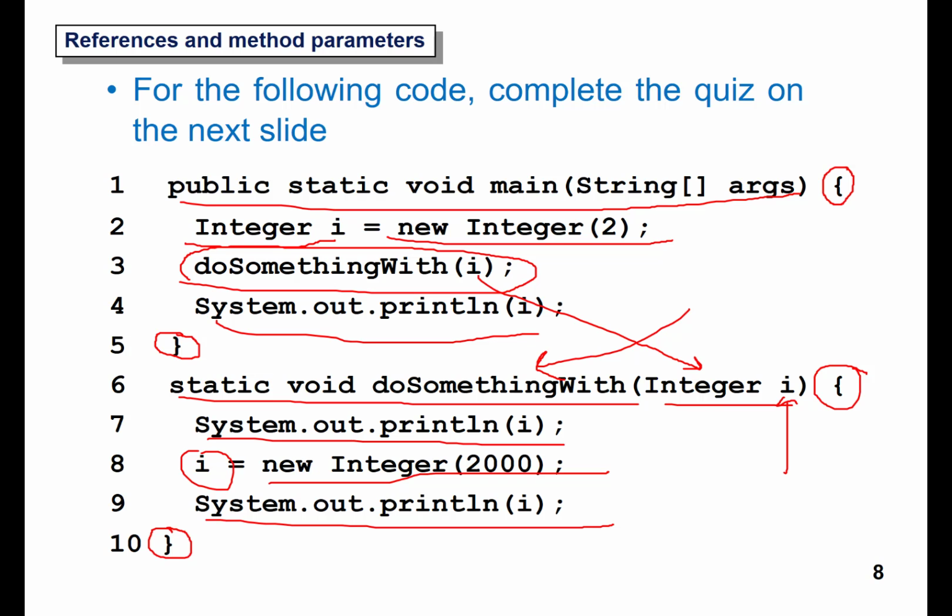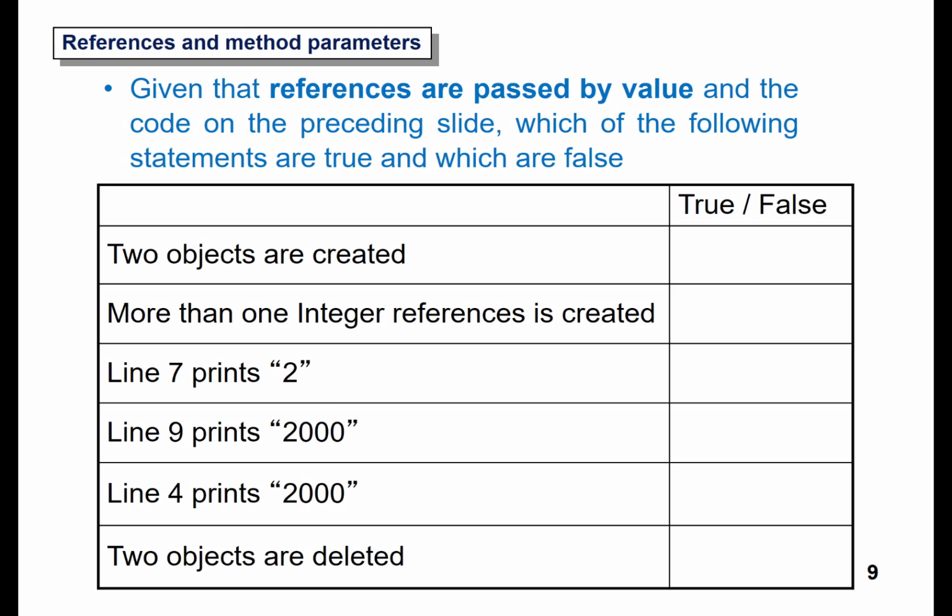So let's have a look at the questions. Which of the following statements are true and which are false? Two objects are created. More than one integer reference is created. Line 7 prints 2. Line 9 prints 2000. Line 4 prints 2000. Two objects are deleted. So have a look at your slides, your PowerPoint slides or your PDF slides, and pause this video and try to answer the questions.